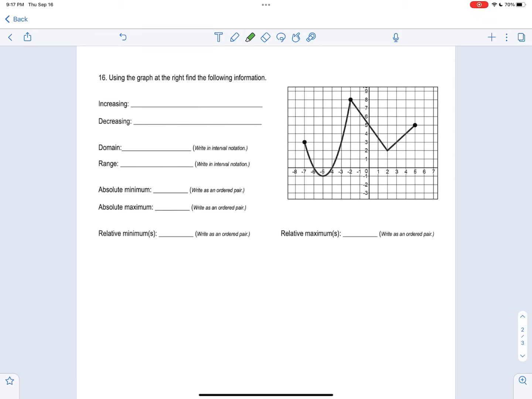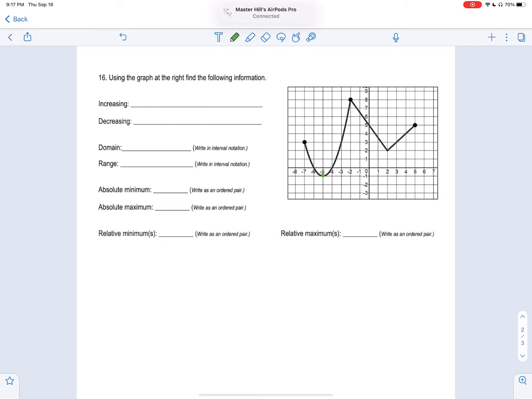So if we look at problem number 16 on page 28, it states that we need to use the graph at right to find the following information. First and foremost, it wants to know over what intervals is my graph increasing. So where does my graph start to go up and where does it stop going up? I think the first thing for me to do is to find the point where it's going to start increasing.